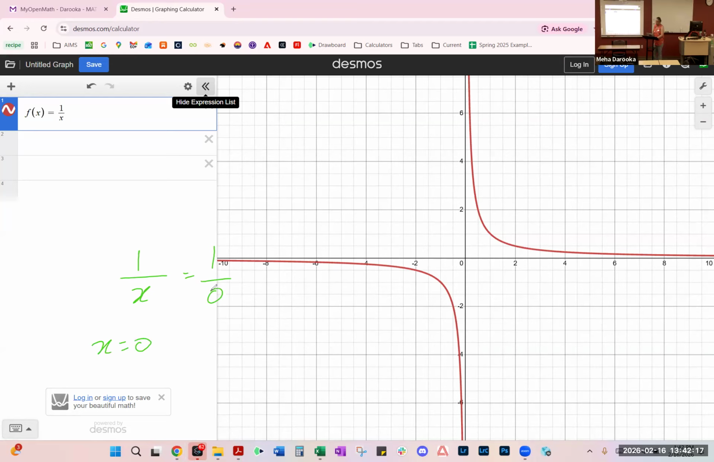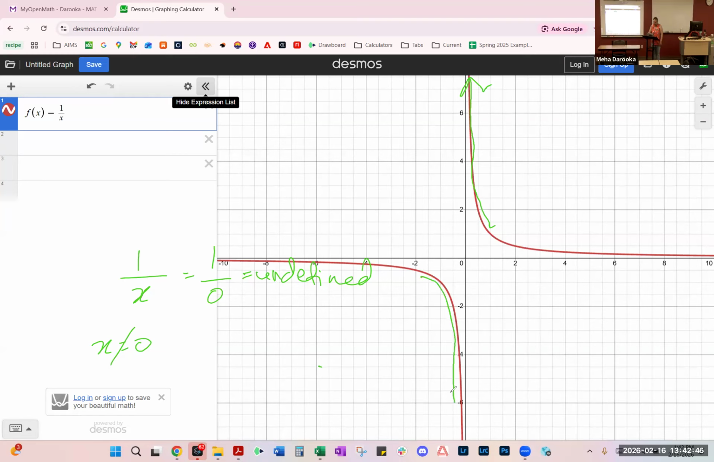This will become 1 over 0, and we know that is undefined. So since we know division by 0 is undefined, we put that restriction and we say that x cannot be equal to 0. And you can even see in the graph, there is no graph at the x value of 0, right? You will see this arm of your function is getting really close to the y-axis, but it's actually never going to touch the y-axis.